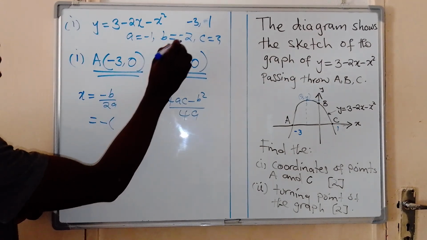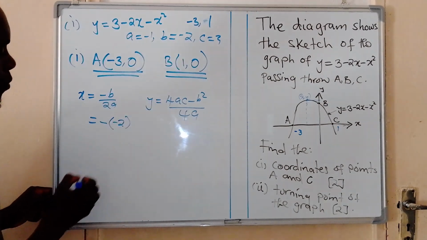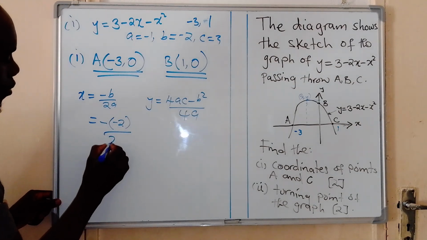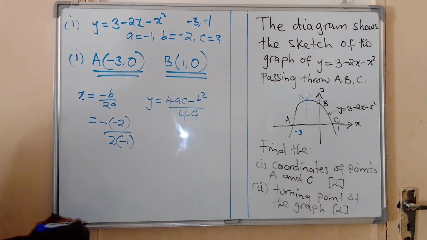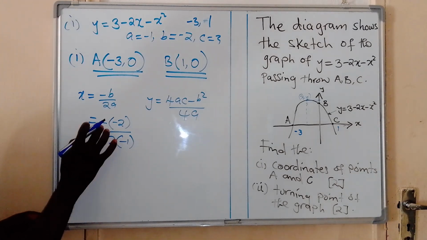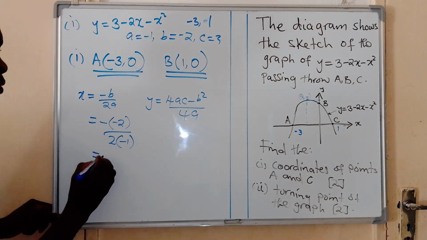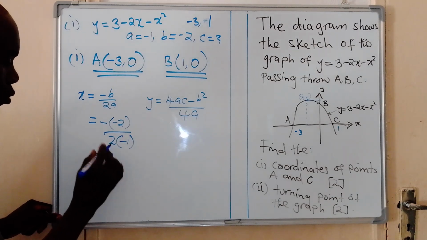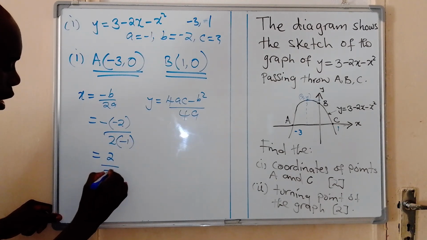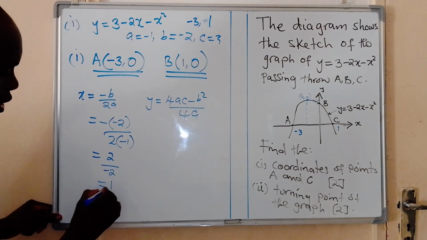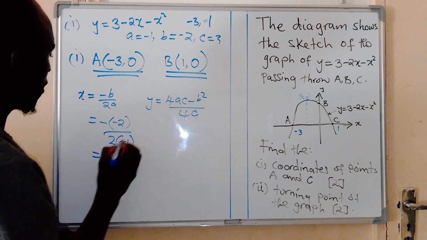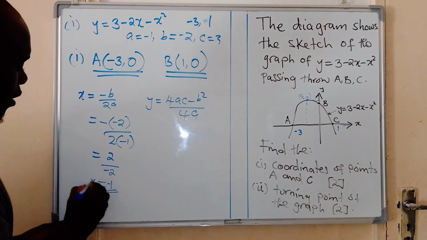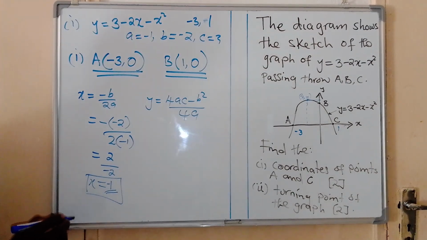Negative, what is b? Negative 2, over 2. What is a? Negative 1. You close. Negative times negative will give you what? Positive. So I have positive 2. Multiply this, you still get negative 2. You divide, you get negative 1. This is for x. So x will be equal to negative 1.